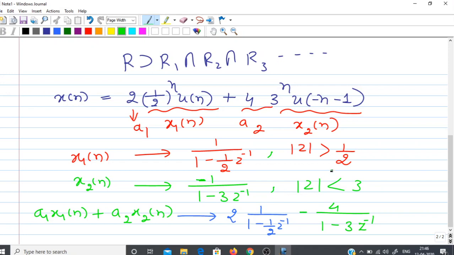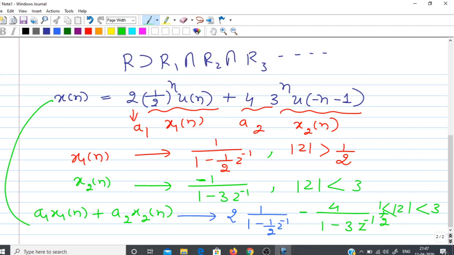The ROC would be at least the region which is common to both. Common to both means mod z greater than half and mod z less than 3. So what is the common region? The common region would be a ring between the circles of radii half and 3. So here the ROC would be mod z lying between half and 3. So this is the Z transform of the sequence a1 x1[n] plus a2 x2[n].